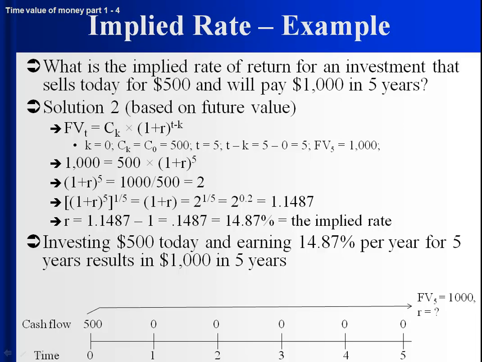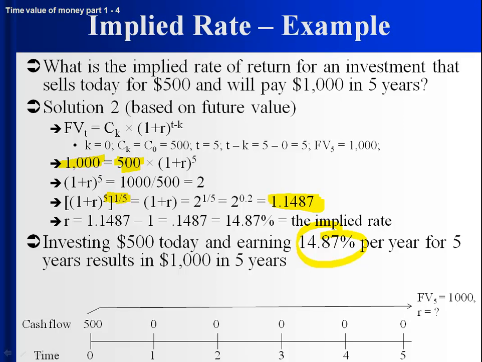You can do this algebraically. 500 times (1 plus r) to the fifth is equal to 1,000. So you divide both sides by 500, and you get (1 plus r) to the fifth is equal to 1,000 over 500, which is equal to 2. Take both sides to the power of 1/5, and you wind up with 1 plus r is equal to 2 to the 1/5, which is 1.1487, and you get 14.87%.